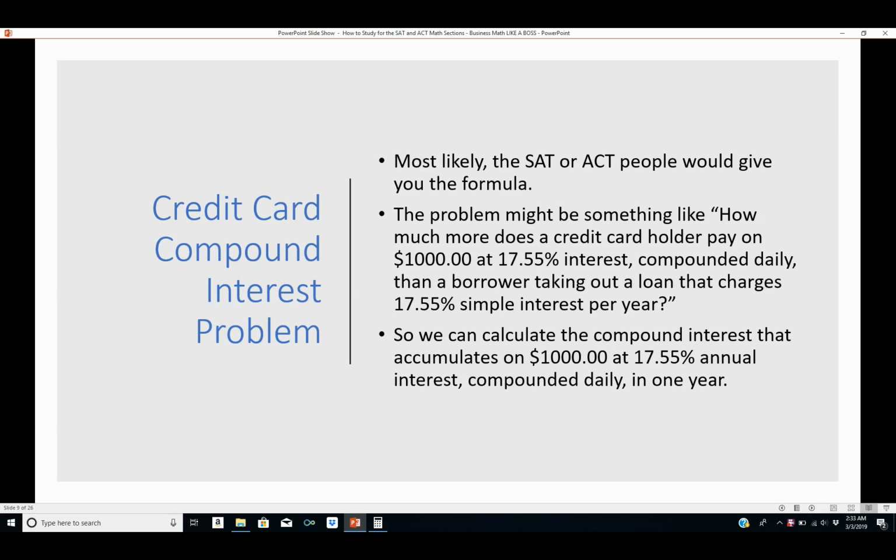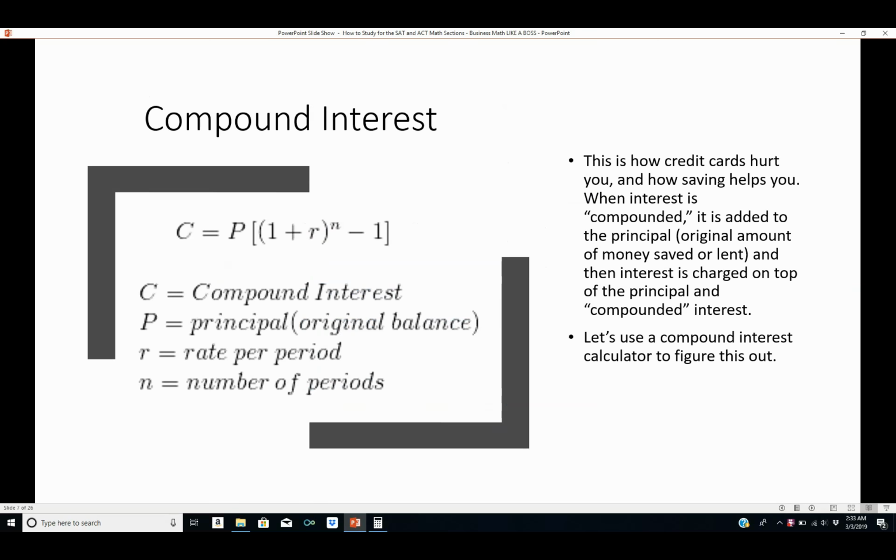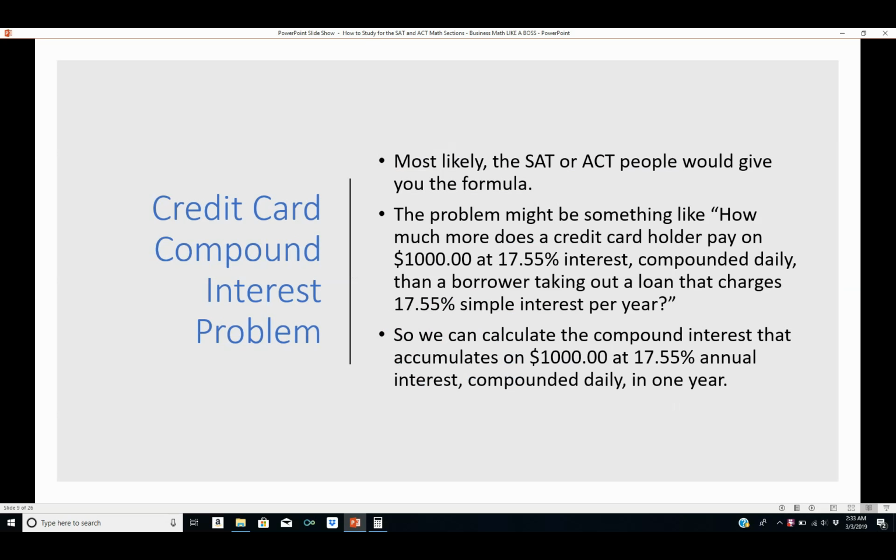17.55% is going to be used in the formula that we just showed you, this compound interest formula. Now, most likely the SAT or ACT people would give you the compound interest formula. They're not going to expect you to know it. And also it will be on the calculator section on the SAT. They're not going to expect you to be able to take something to the 365th power.